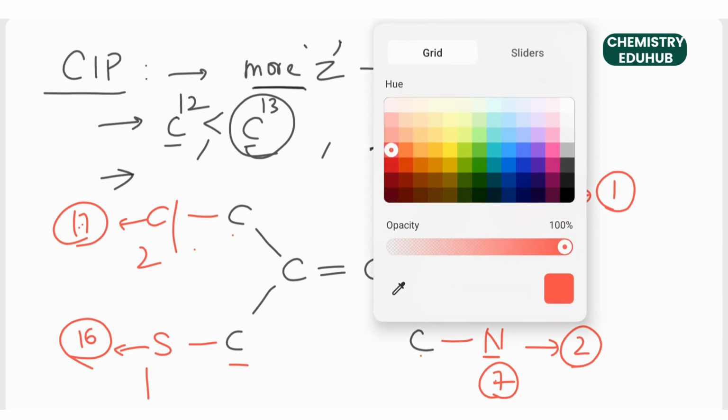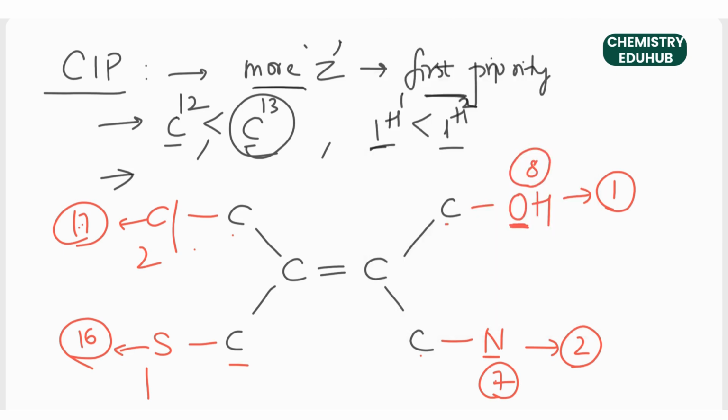Now we have same priority groups, 1 and 1 on the opposite side, 2 and 2 on the opposite side. So same priority groups on opposite sides indicate E configuration. This way we can use CIP rules for giving a Z or E notation for geometrical isomers with four different groups on all four sides.